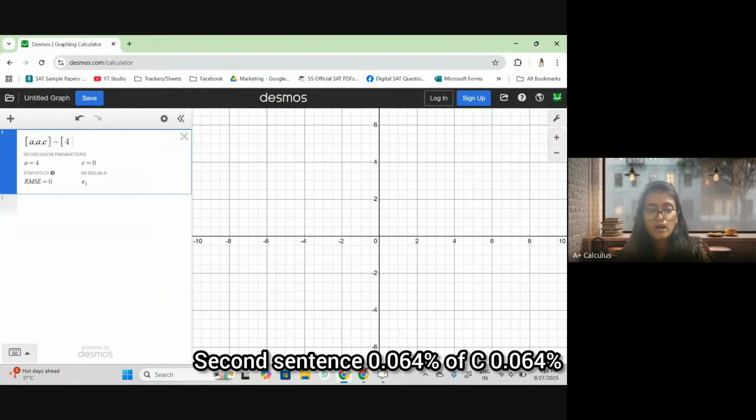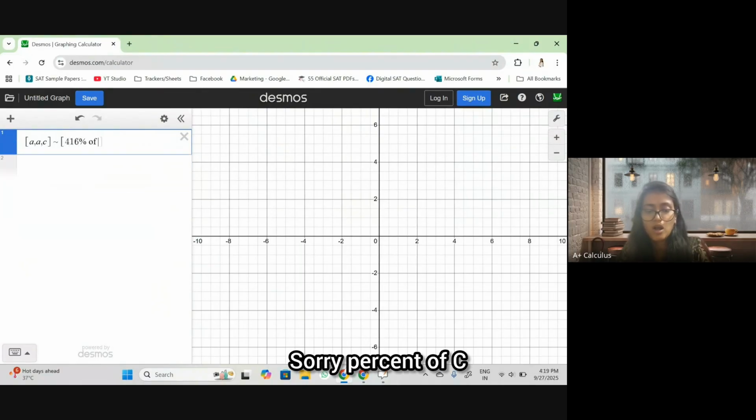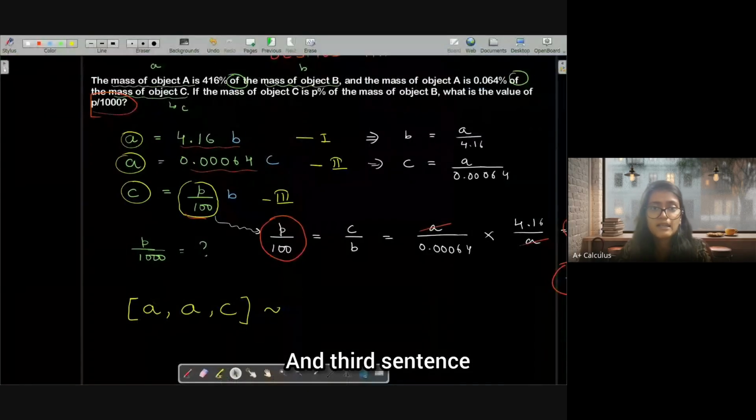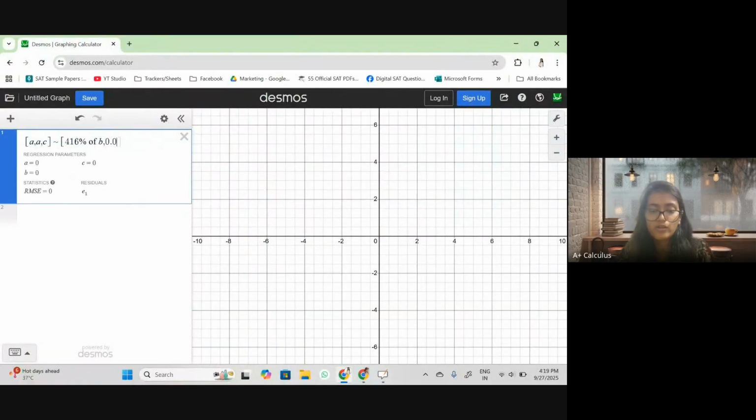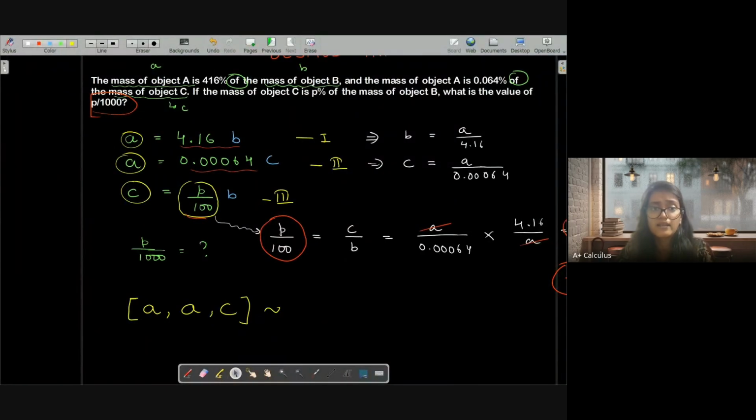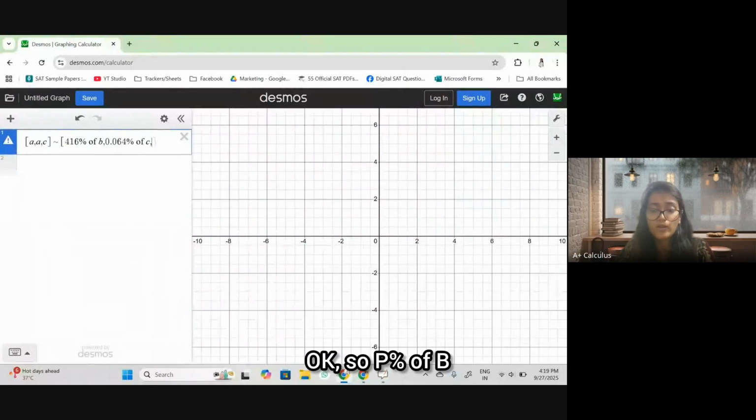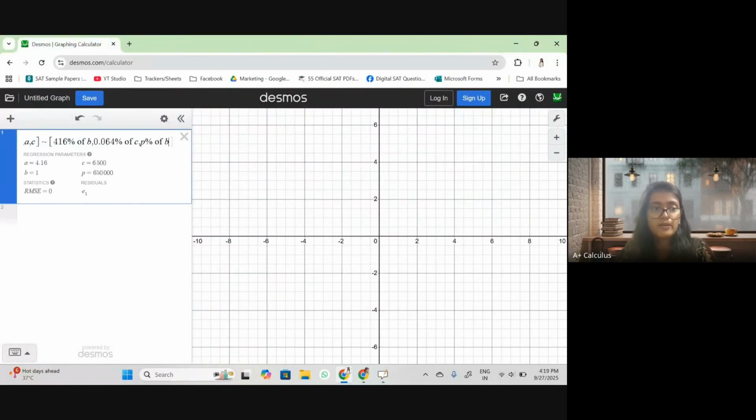Okay, so 416% of B. Second sentence, 0.064% of C. And third sentence, so object C is P% of B. Okay, so P% of B.